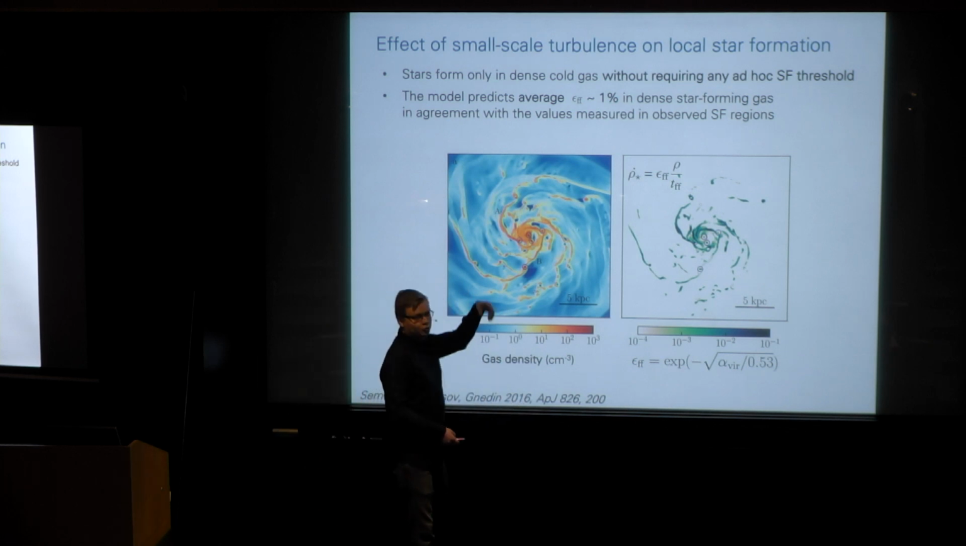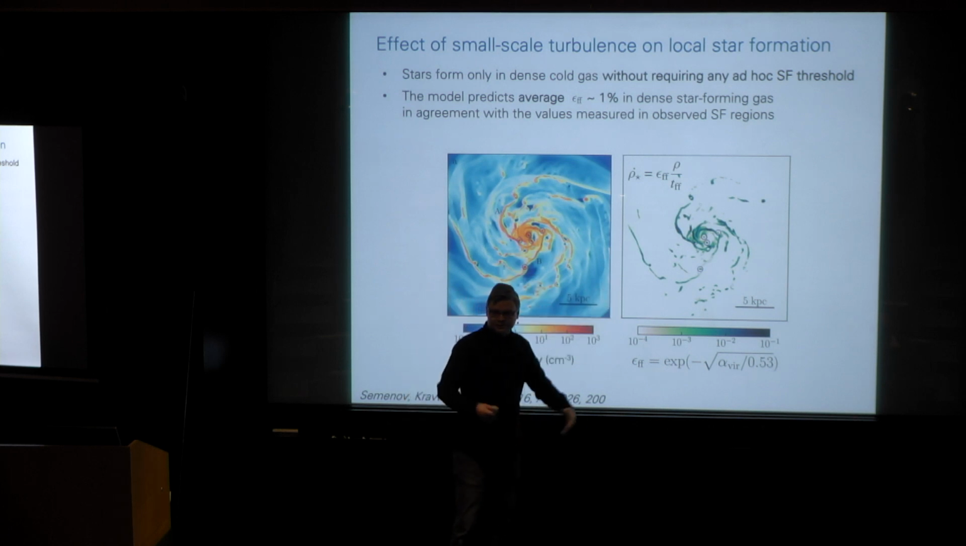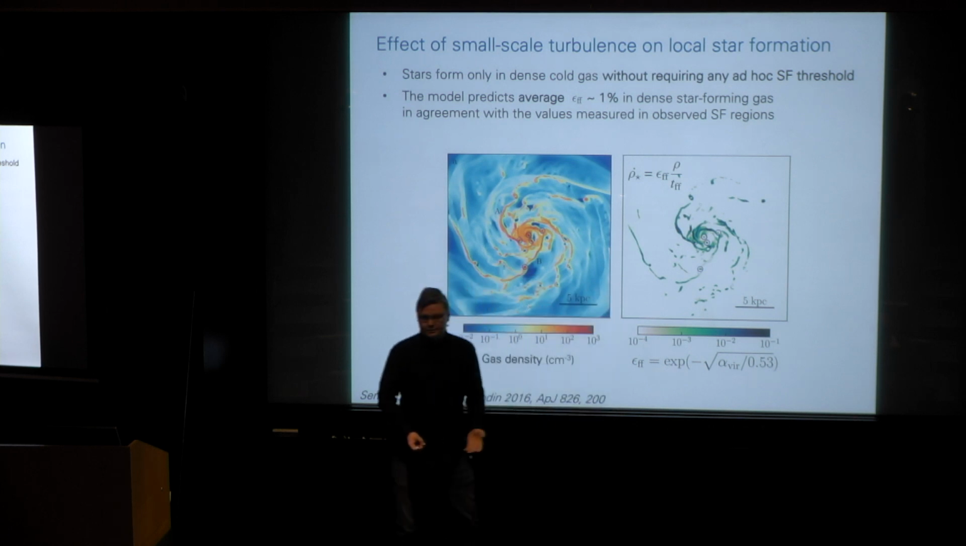And this is the output of the model, because the model was calibrated on direct simulation of turbulence, which knows nothing about star formation in galaxies. So it's encouraging that when we apply it in galaxy-scale simulations, it gives us the correct answer.